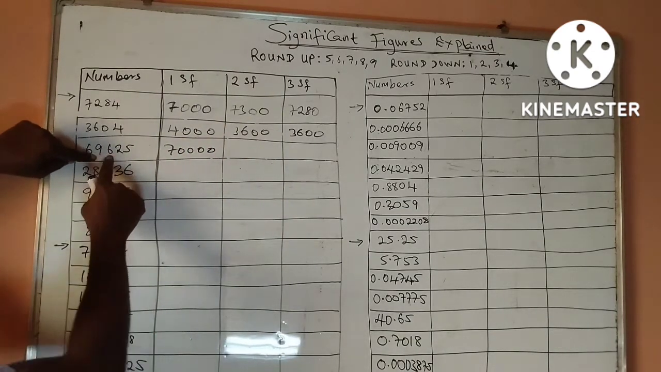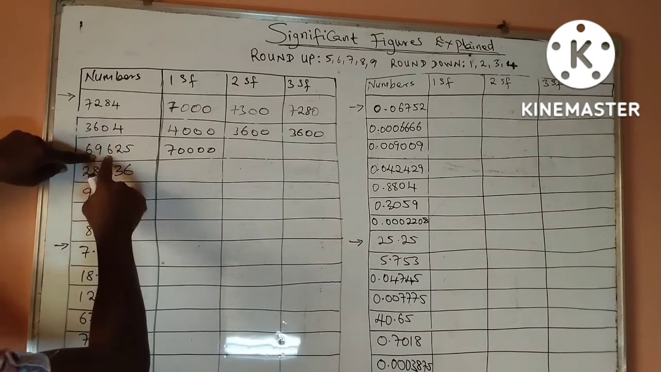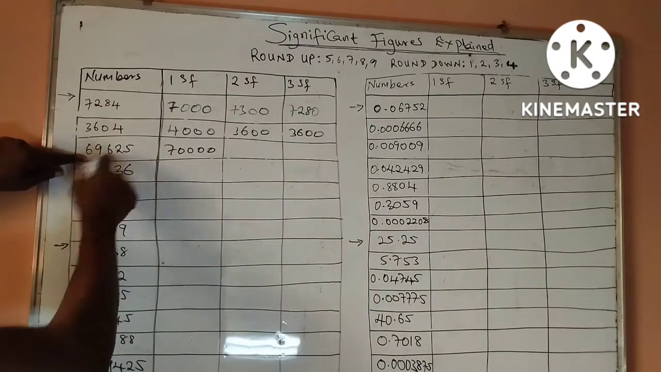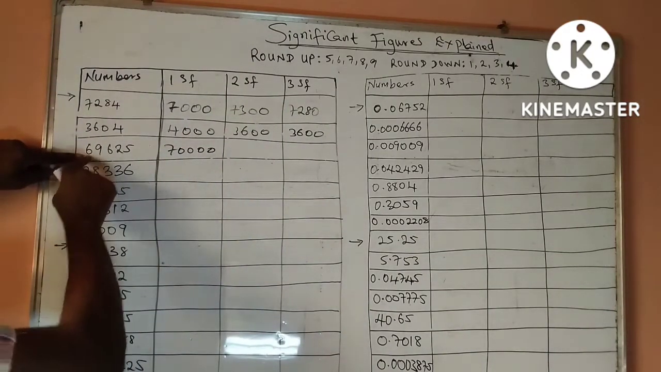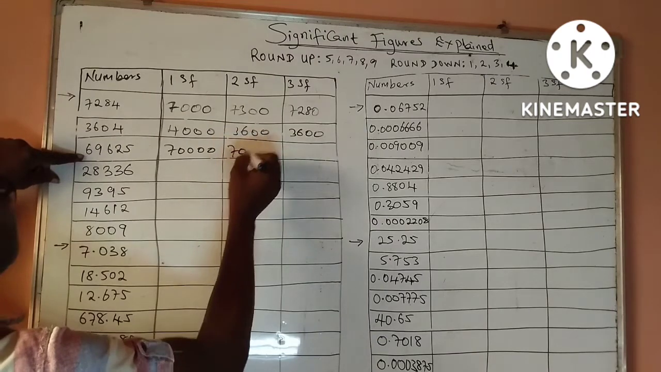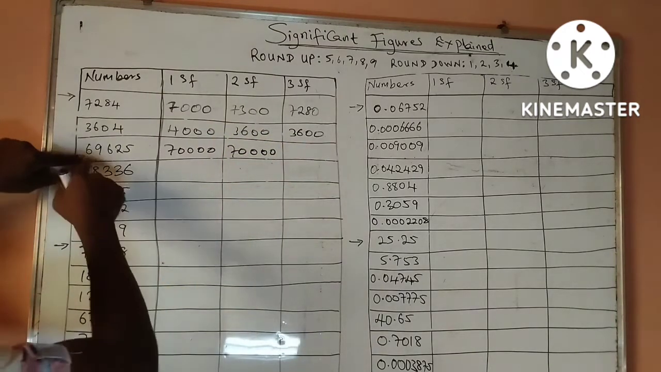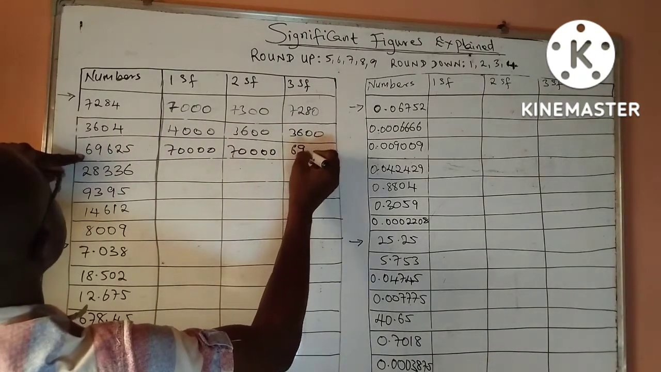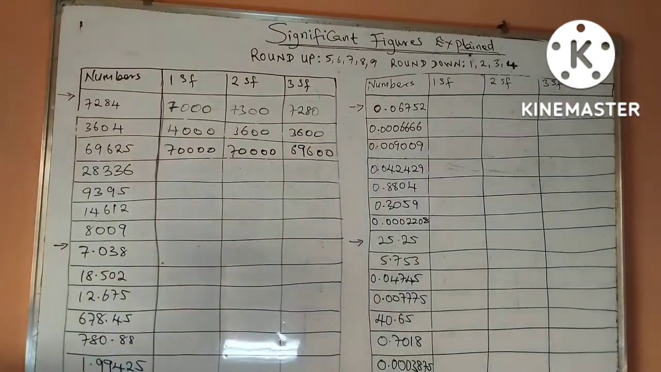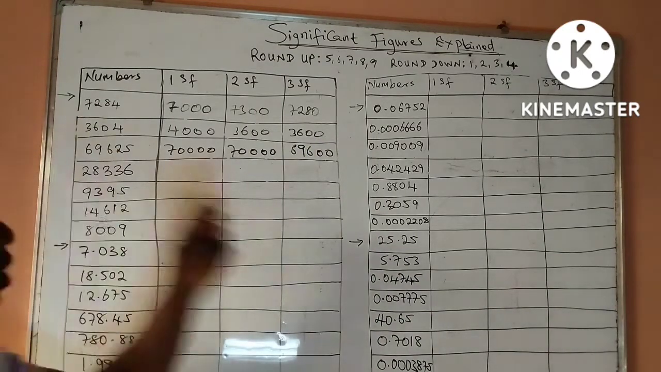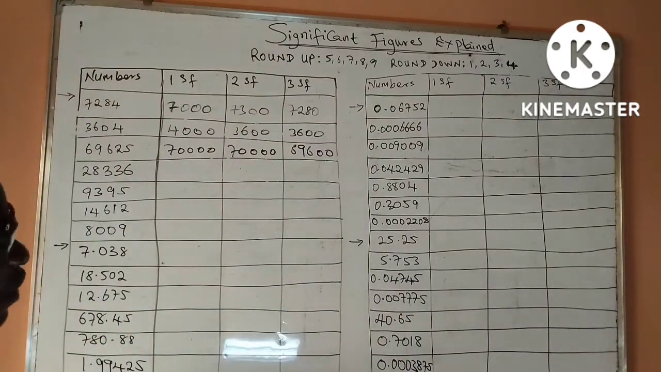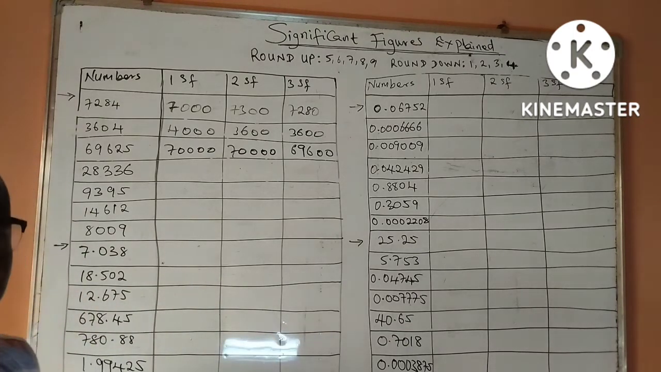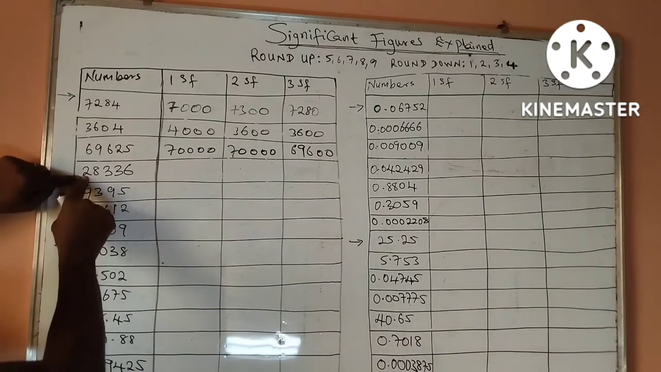1, 2. The next digit is 6, so I will round it up, call it 1, add it to 9, and it becomes 10. You write 0, carry 1 the usual way, and add it to 6. So this becomes 70,000. And to three significant figures, 1, 2, 3. That is 6 9 6 then 0 0. This is a whole number. So when we round to the number of significant figures required, the remaining digits should be filled up with zeros.